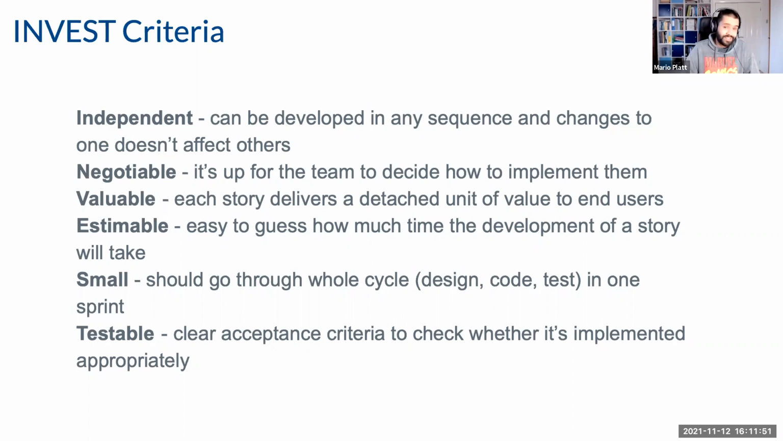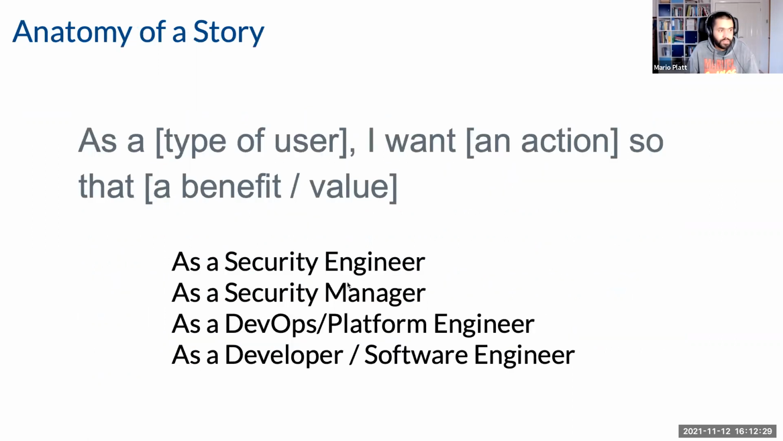Negotiable, right? And I think this is, again, where it's key for governance teams: you give them a user story and you know that the team will figure out how to do it themselves. Valuable, delivers a testable unit of value. Estimable, so you should be able to understand how long it's going to take you. Small, so you should be able to go through the whole cycle, design, coding, and testing, and ideally creating continuous tests in one sprint. And it should be testable, so having some clear acceptance criteria so that everyone knows if it's been implemented appropriately or not.